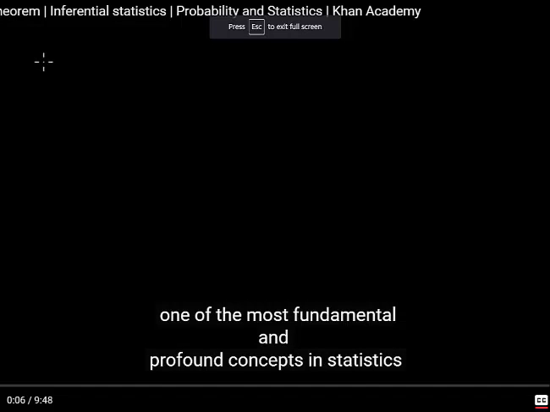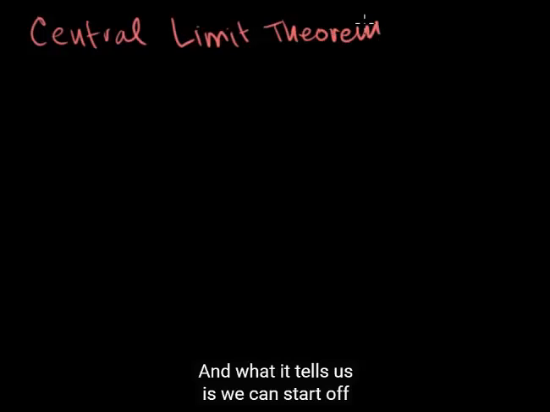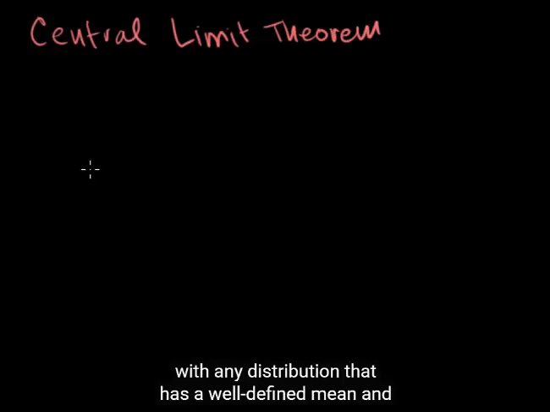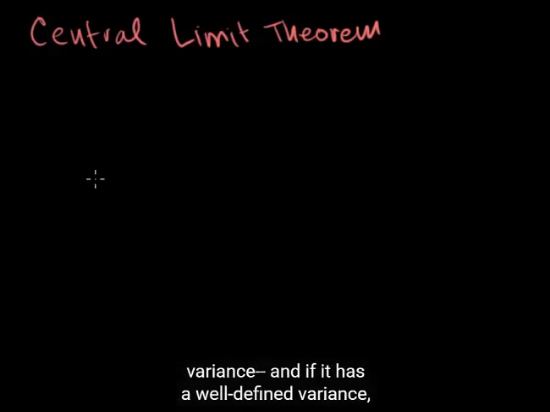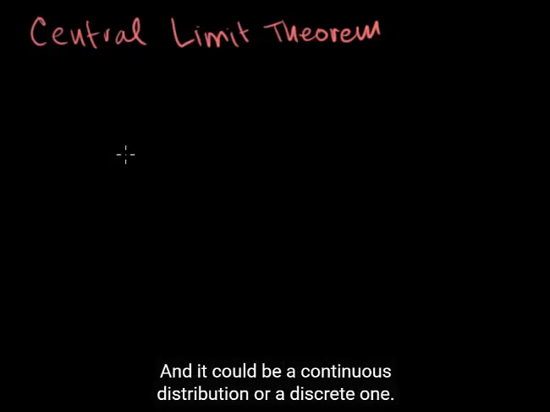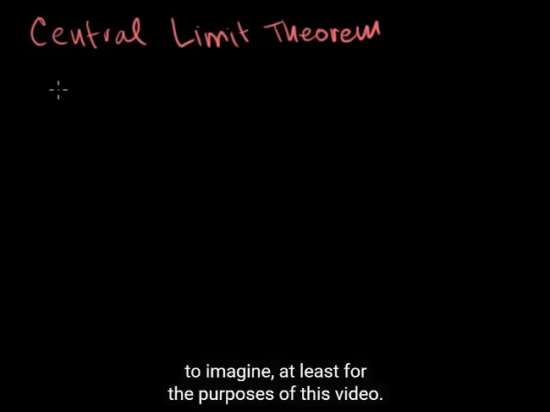Concepts in statistics and maybe in all of mathematics, and that's the central limit theorem. Central limit theorem. And what it tells us is we can start off with any distribution that has a well-defined mean and variance, and if it has a well-defined variance, it has a well-defined standard deviation. And it could be a continuous distribution or a discrete one. I'll draw a discrete one just because it's easier to imagine, at least for the purposes of this video.